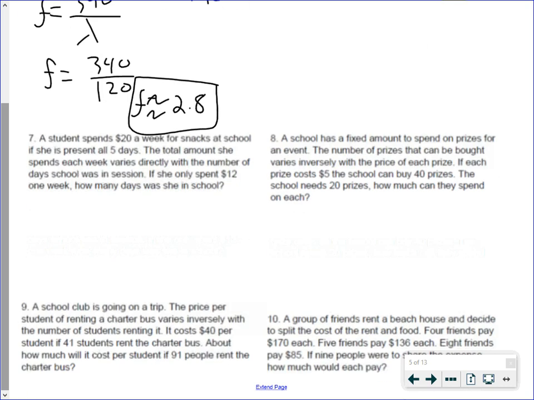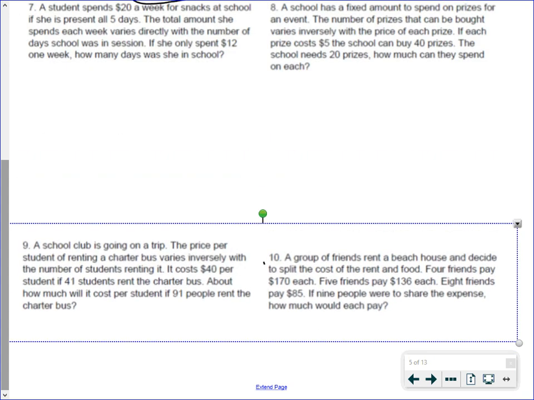Now let's go on to number 7. Give myself a little more room as well. Okay.